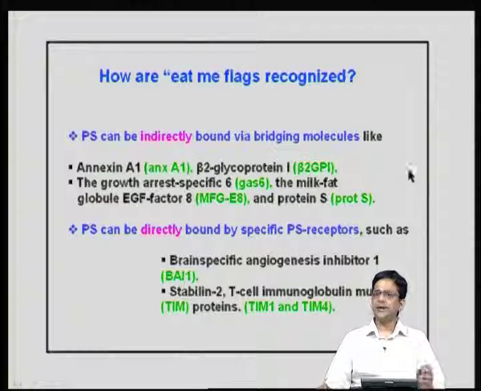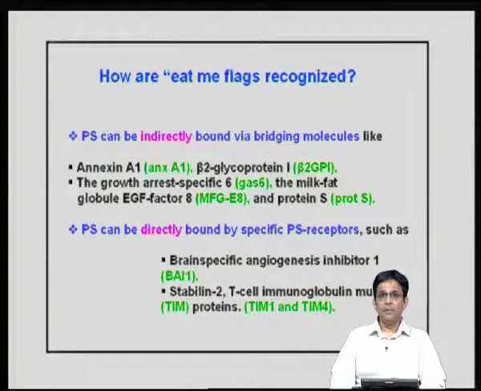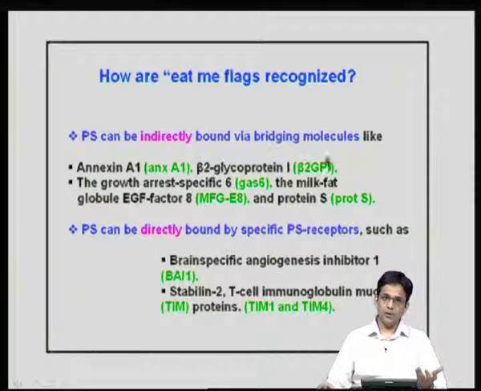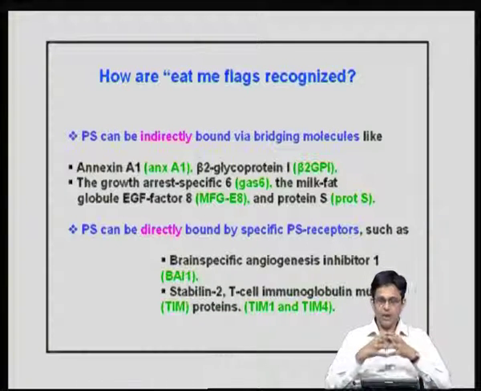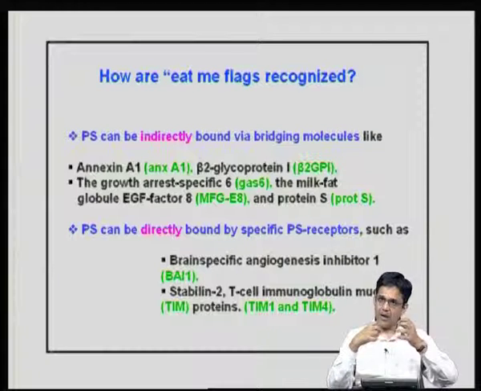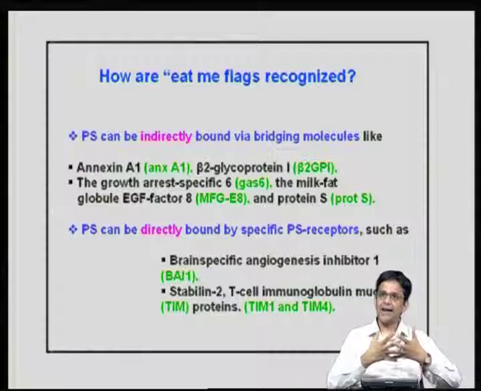Now, how are these recognized? There are two main ways by which they can be recognized. Phosphatidylserine, for example, can be bound by bridging molecules, of which there are several, and one of which is the milk fat globulin EGF factor 8 molecule. So what happens is they bridge. They bind to phosphatidylserine, they bridge, and then they attach it to some other molecules which recognize it and can take it up.